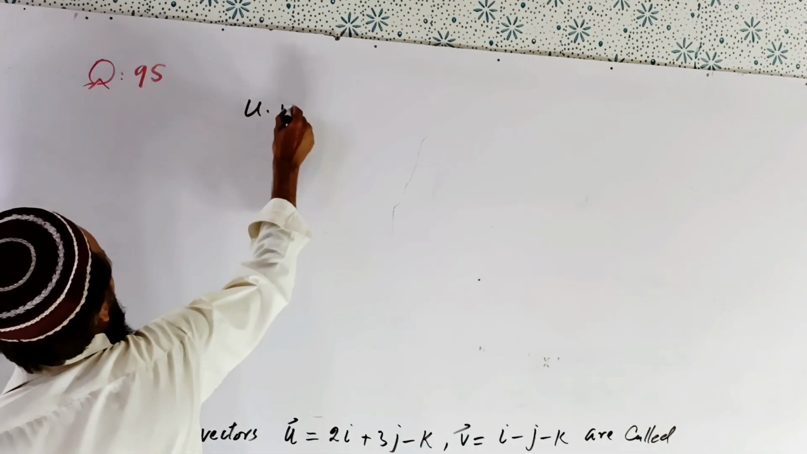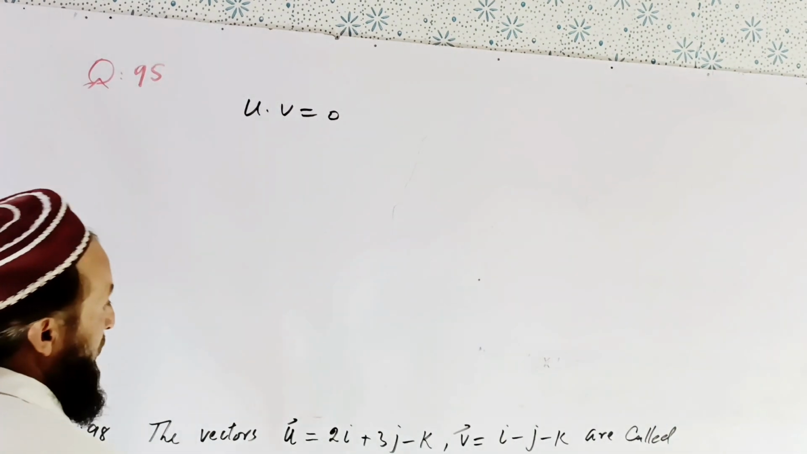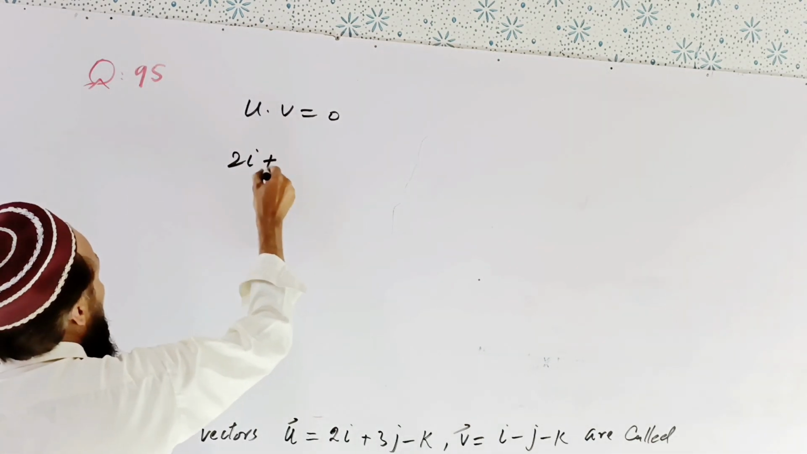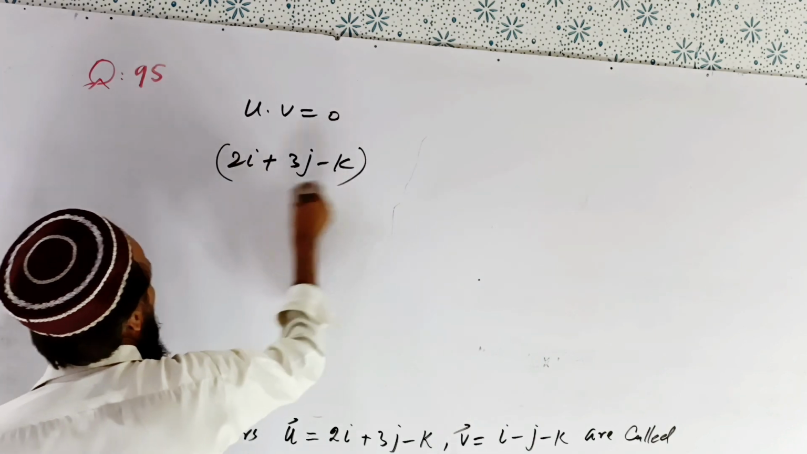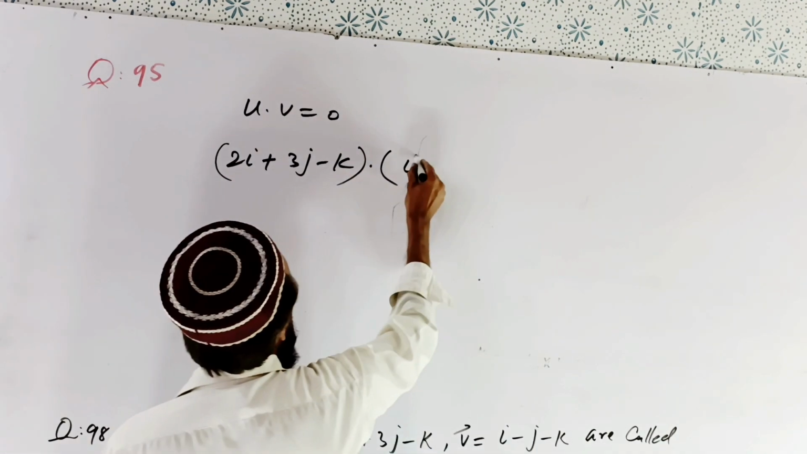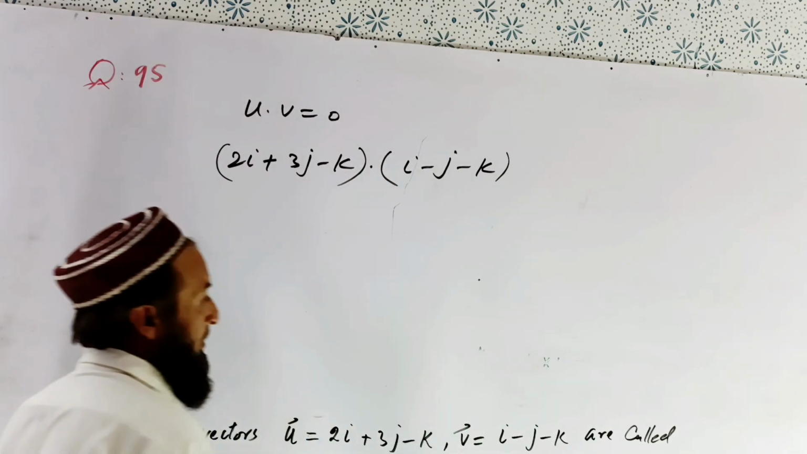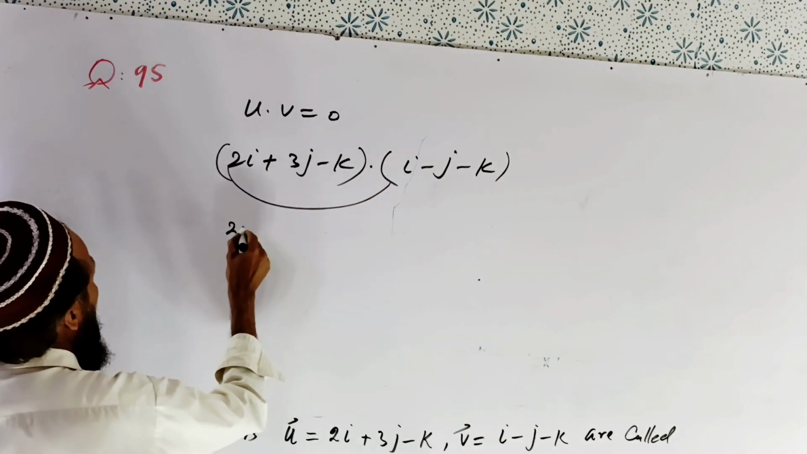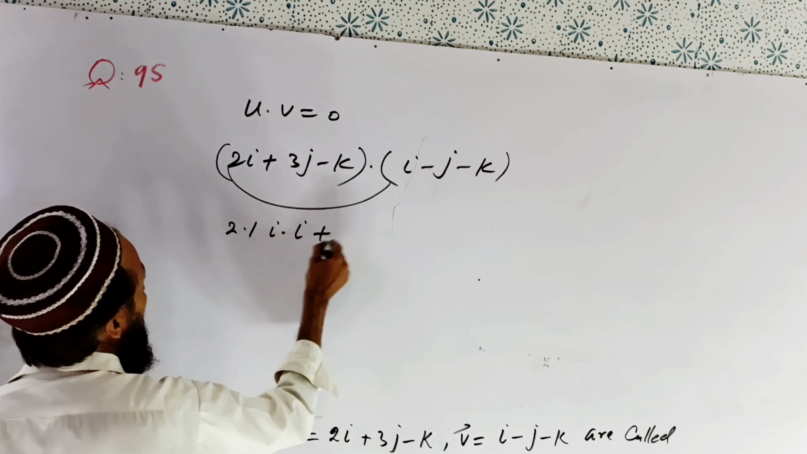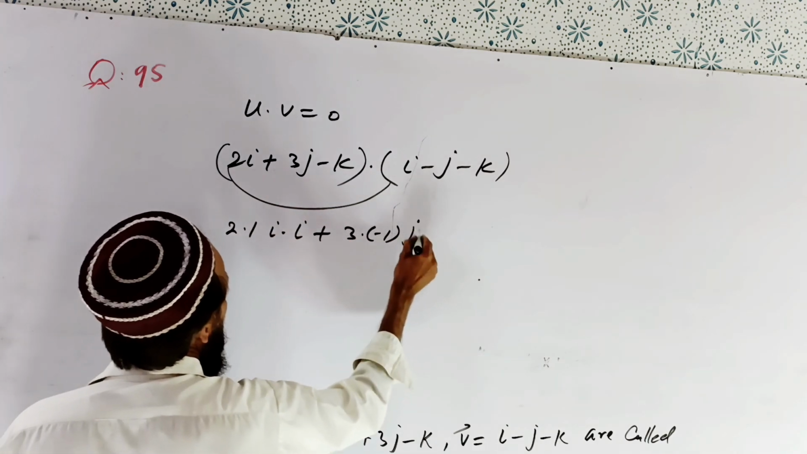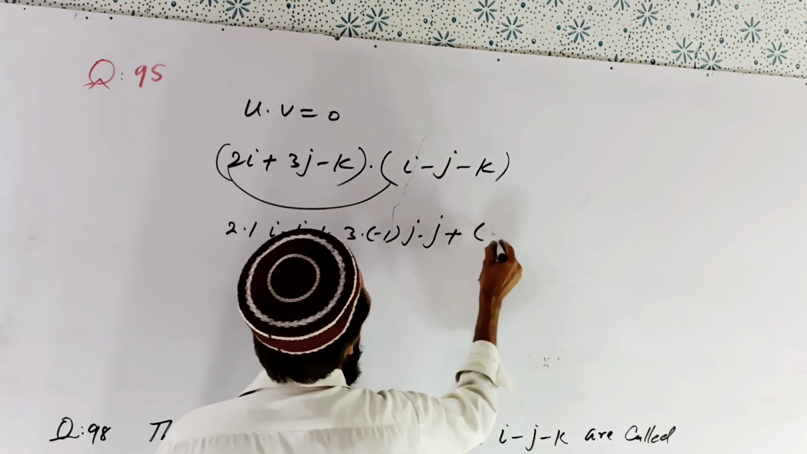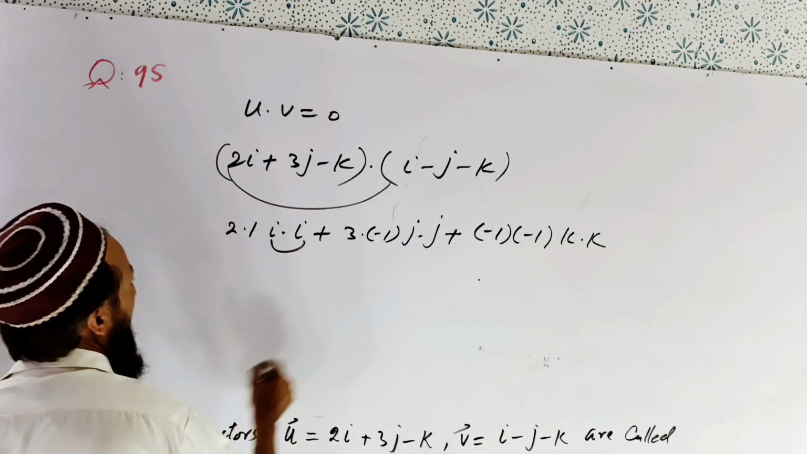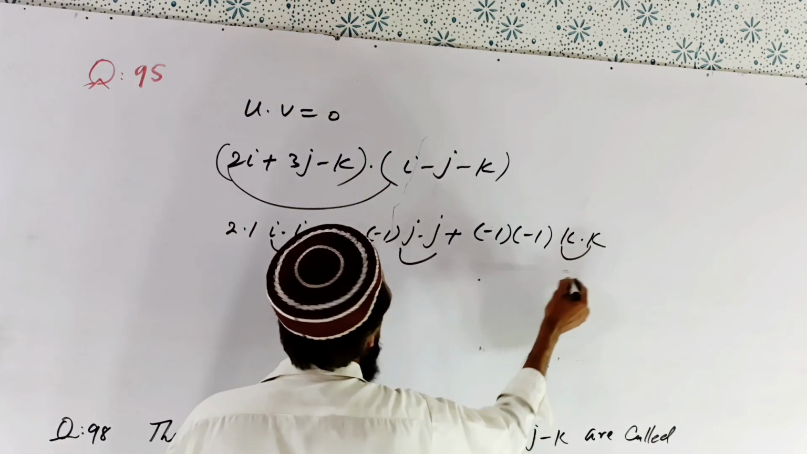Check whether they are perpendicular: u dot v must be equal to 0. So we are checking both results, 2i plus 3j minus k dot i minus j minus k. So we want to check whether they are perpendicular or not. So 2 multiplied, dot 1, i dot i, plus 3 dot minus 1, j dot j, and plus minus 1 into minus 1, k dot k. So i dot i, j dot j and k dot k is equal to 1.